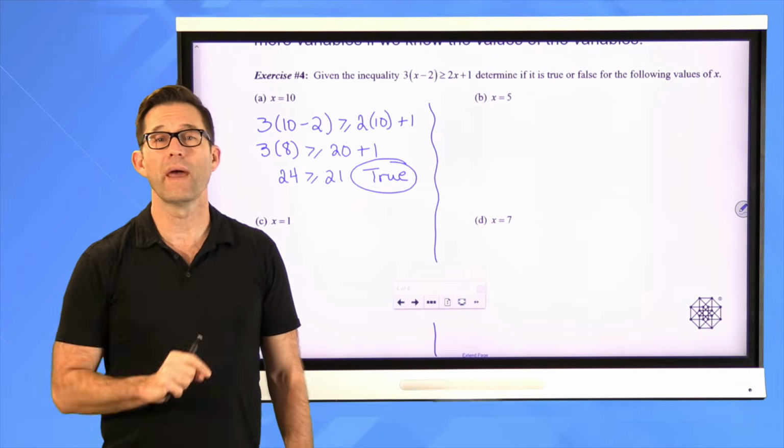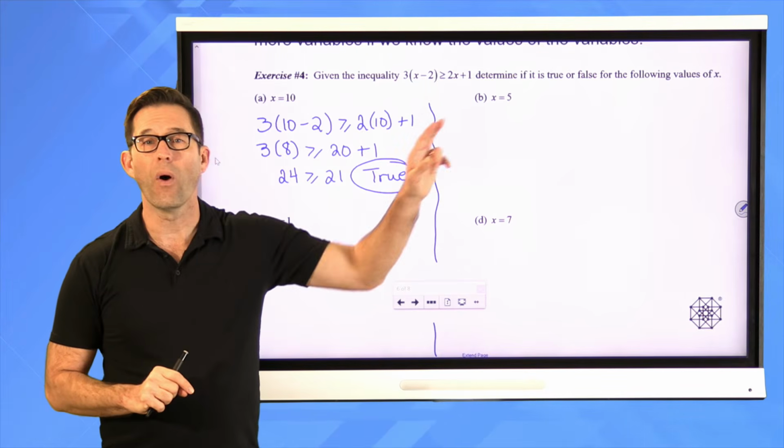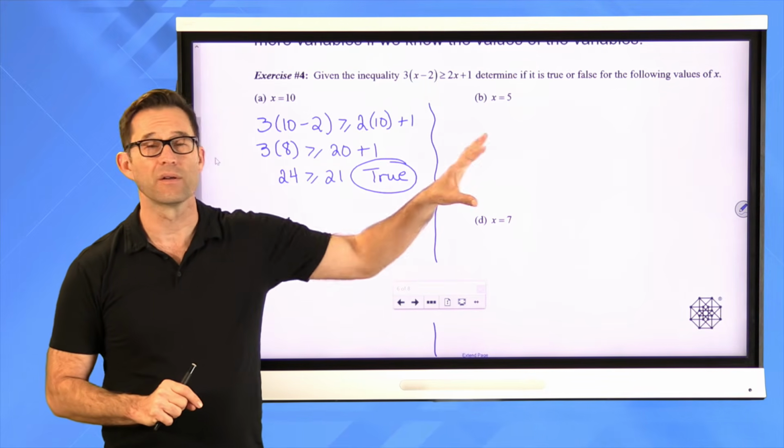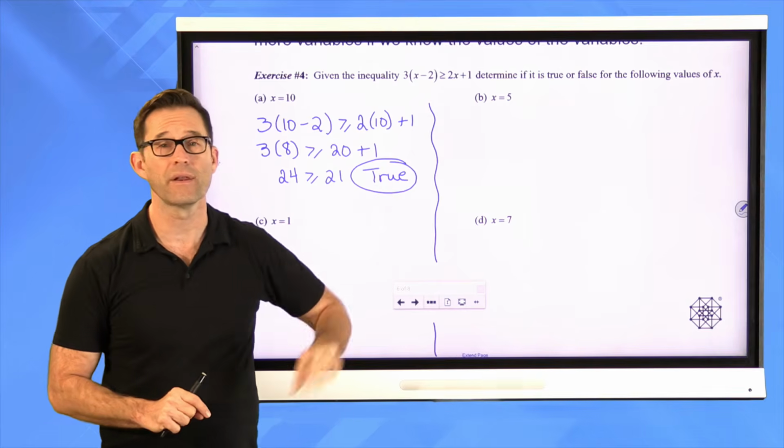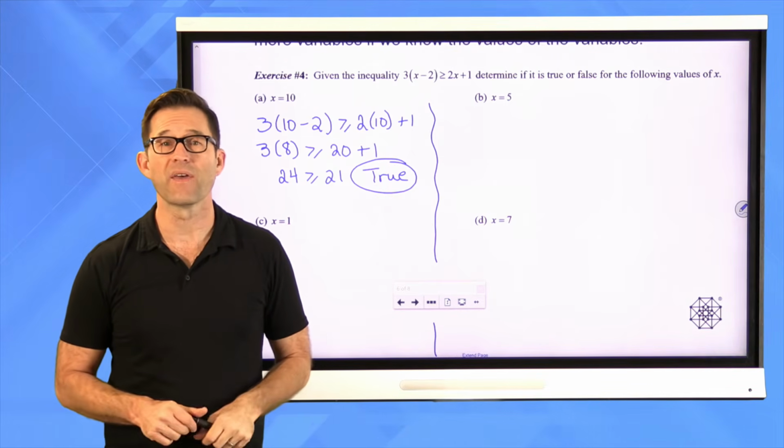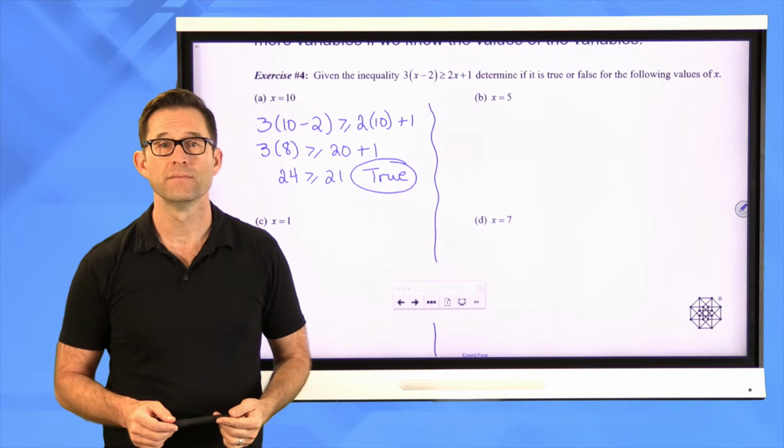What I'd like you to do now is pause the video and do all 3 of the remaining ones. You're going to be substituting them into the same inequality and just determining whether they make that inequality true or false.